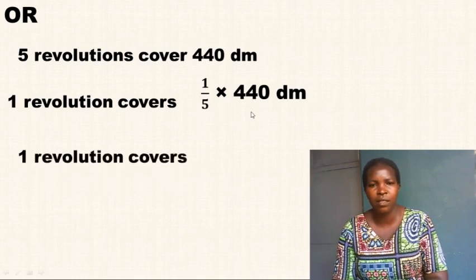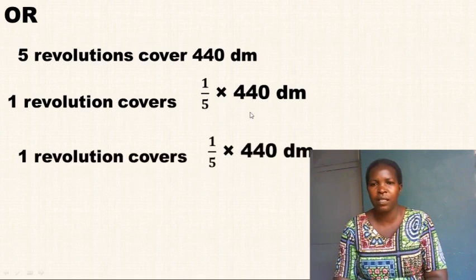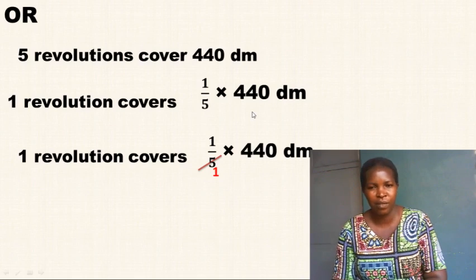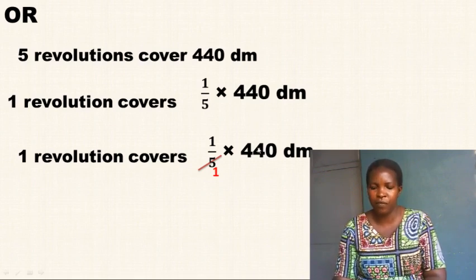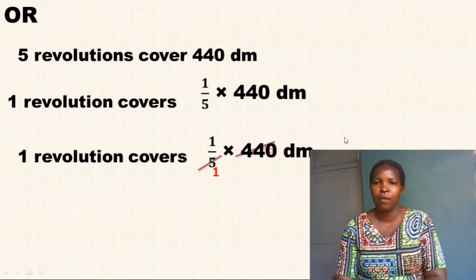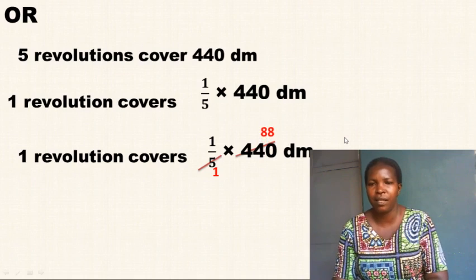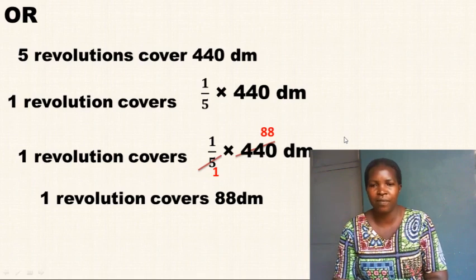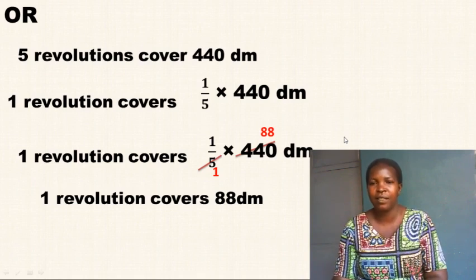My dear boys and girls, at this stage we shall cancel. We shall divide 5 by 5. Yes. What is the outcome? Somebody is telling me the outcome is 1, which is very good. Now we shall also look at 440. 440 divided by 5. Boys and girls, we shall come up with 88 decimeters. What does it mean? One revolution covers 88 decimeters.